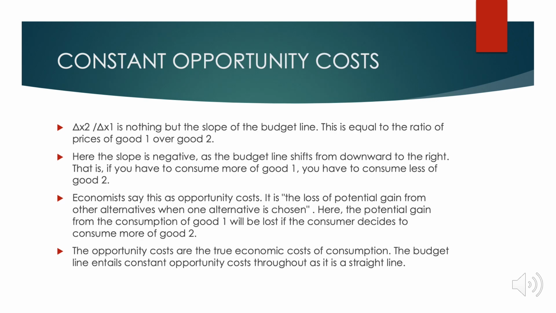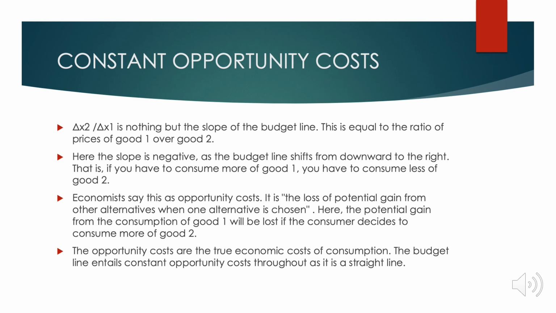Here the slope is negative as the budget line shifts downwards to the right. That is, if you have to consume more of good 1, you have to consume less of good 2. This is the opportunity cost of good 1. Now let's talk more about the concept of opportunity cost.